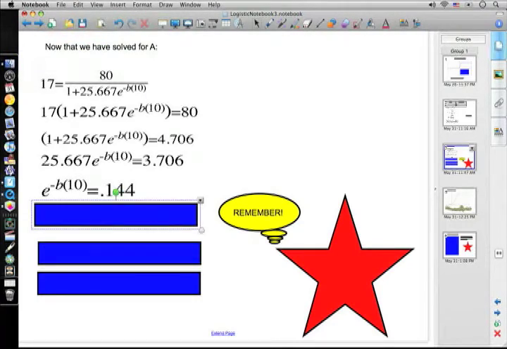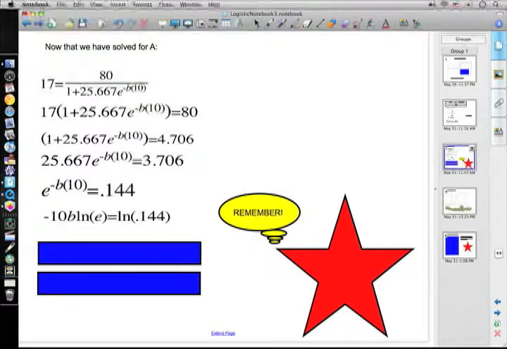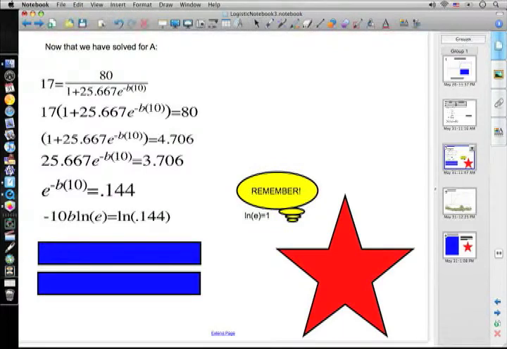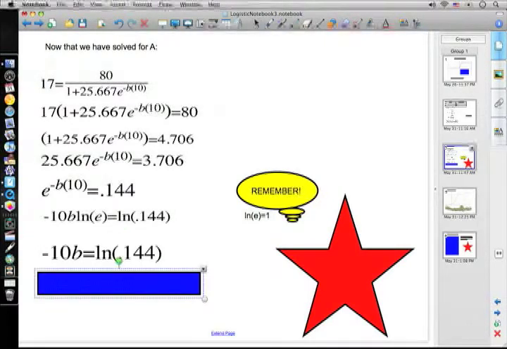Now, let's eliminate the exponents by using logarithms. Since we are dealing with the constant e, it will be beneficial to use the natural log. The resulting equation is negative 10b times the natural log of e equals the natural log of 0.144. Now remember that the natural log of e is equal to 1. Therefore, negative 10 times b is equal to the natural log of 0.144. The natural log of 0.144 is negative 1.935.